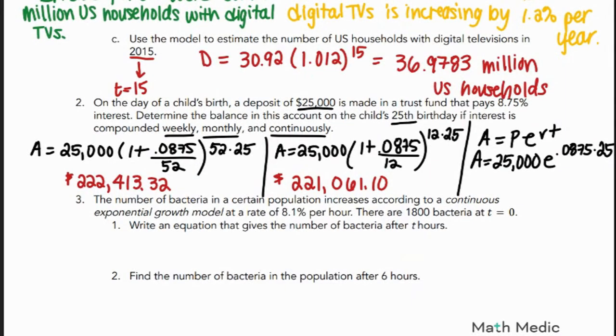And then the last one is going to be the biggest value because that is continually compounding the entire year, never taking any rest from the compounding. So an infinite number of times per year. So that's going to give us $222,822.57.